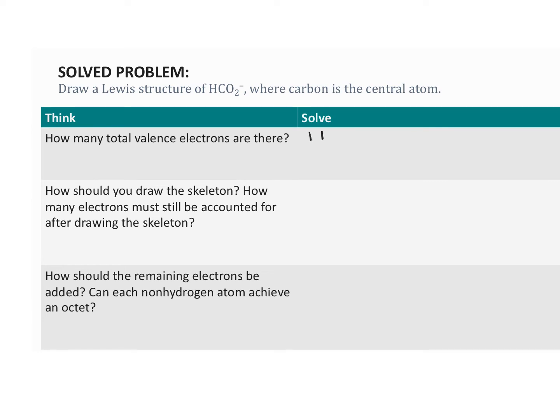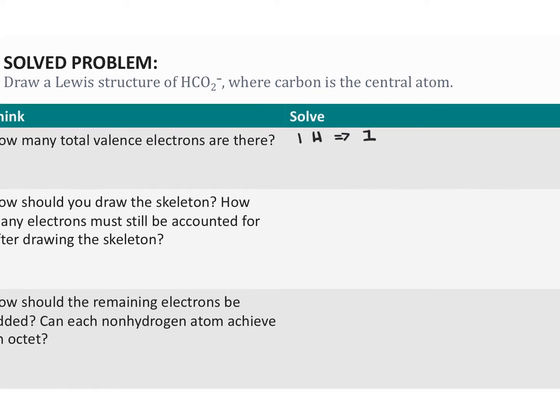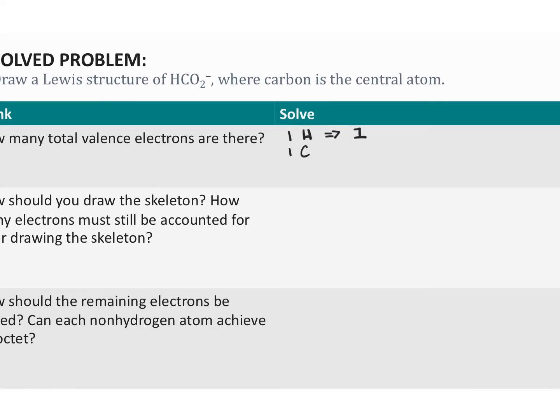Well, we have 1 hydrogen atom, and so that gives us 1. We have 1 carbon atom, and I'm going to look at the periodic table. I see that's in group 4. That gives us 4. We have 2 oxygen atoms. Each oxygen atom is going to have 6 valence electrons, and so that gives us 12. And then we have a -1 charge.